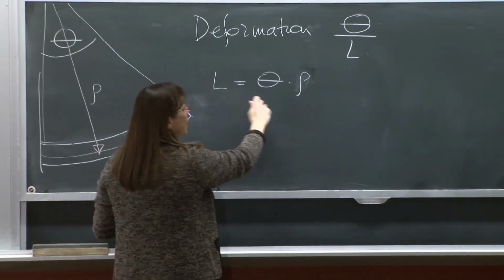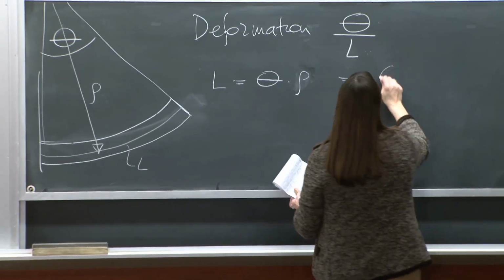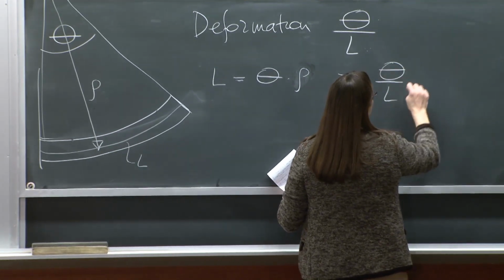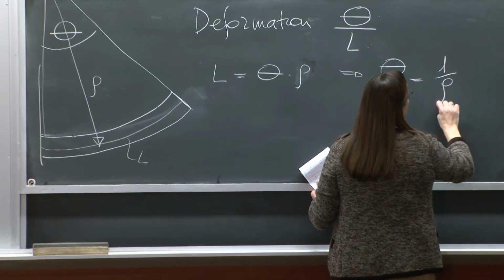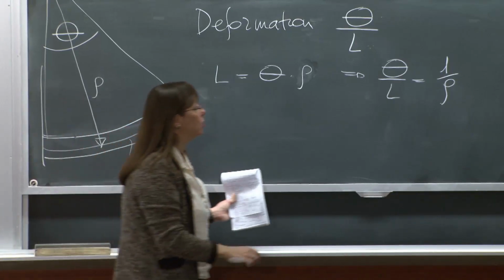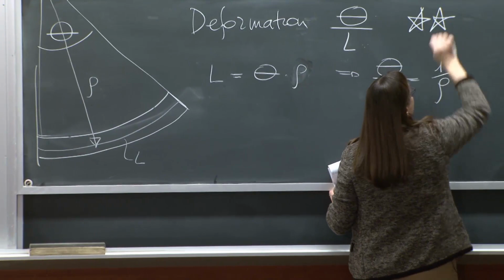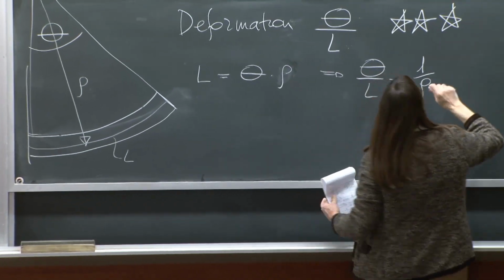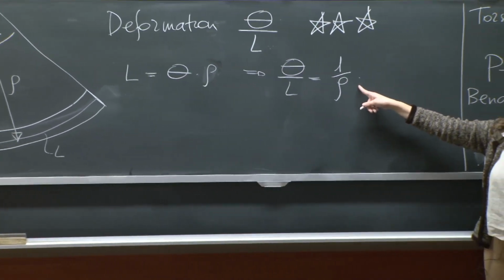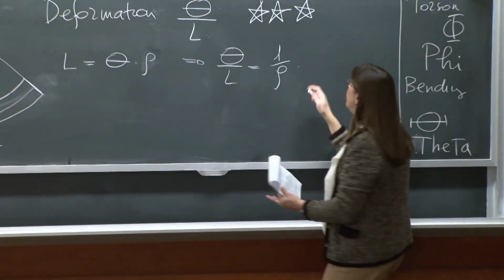Or another way of saying this is that theta over L is equal to 1 over rho. See? 1 over rho, this guy, triple stars. This is the star of bending. This is the measure of deformation in bending. It's called the curvature.